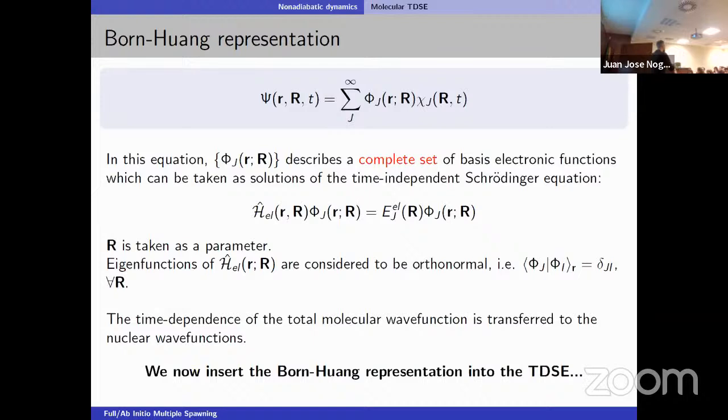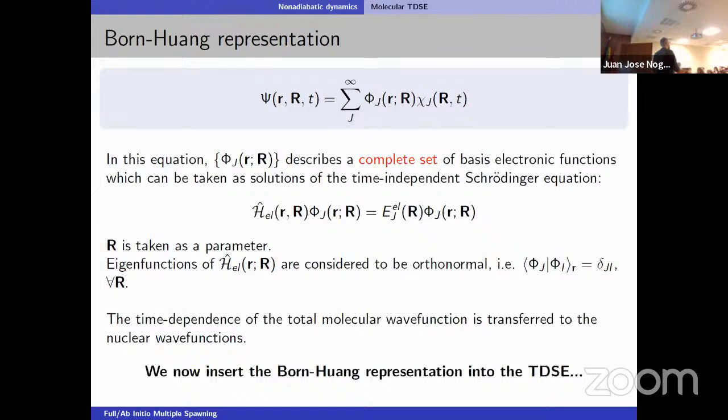Do you agree? So basically, if I were able to do this dream, we are in dream world here, right? If I could solve this equation for all possible electronic states capital J and for all possible nuclear configurations that I can generate for my molecule, I would have a full characterization of my molecule in terms of its electronic wave function and electronic energy, right?